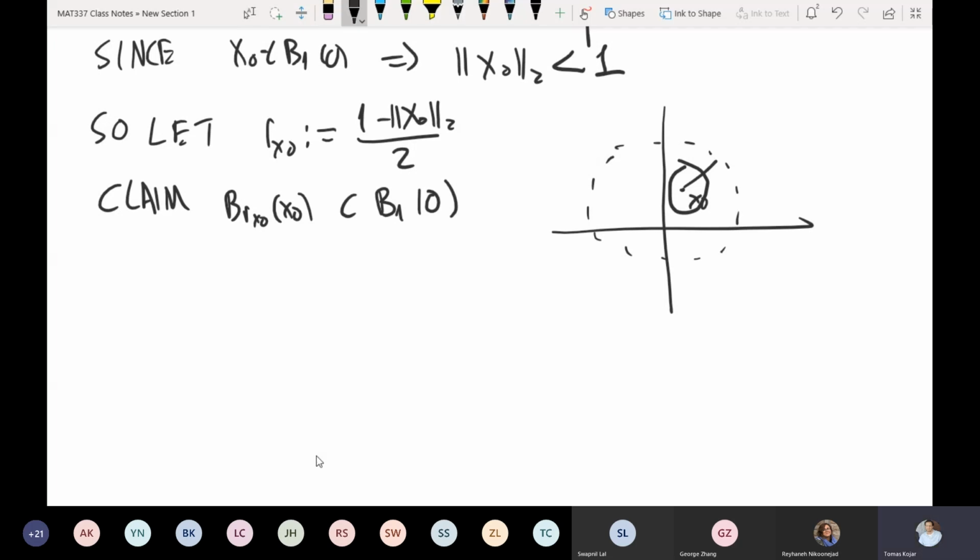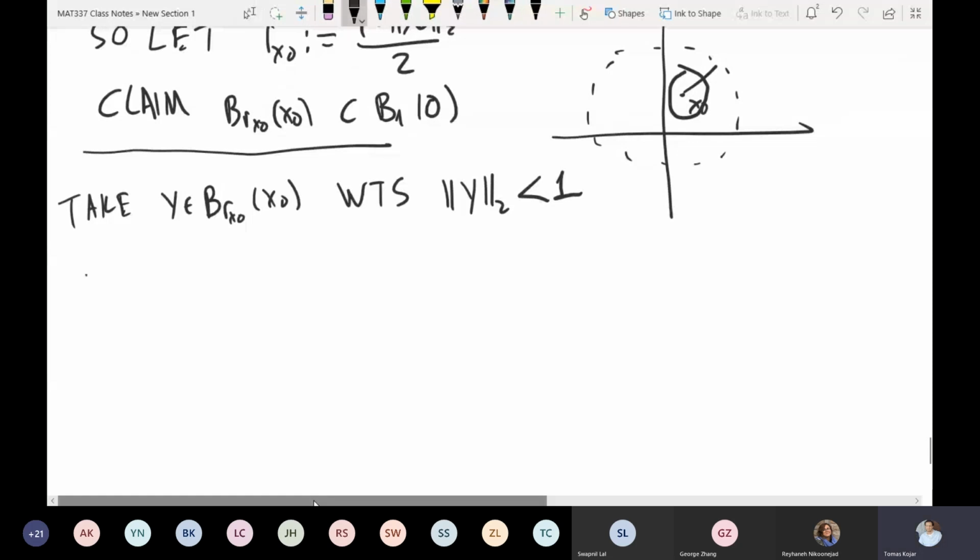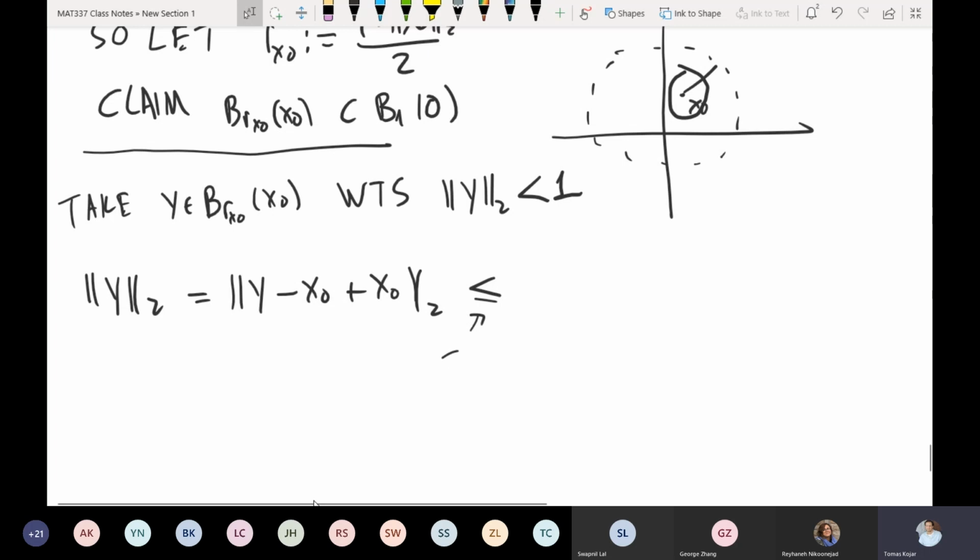Yeah, I should do this. Okay. So let me do this. Take y in B_R(x naught). Want to show that the norm of y is strictly less than 1. Okay, so we have this. We add and subtract x naught. We use triangle.